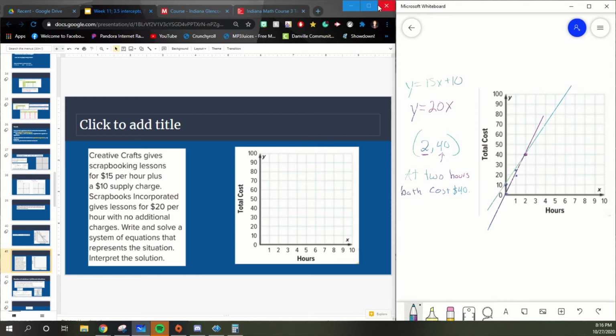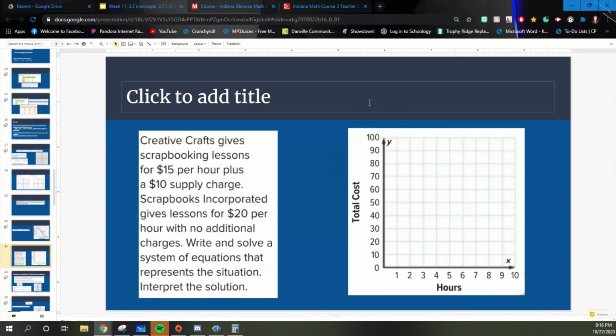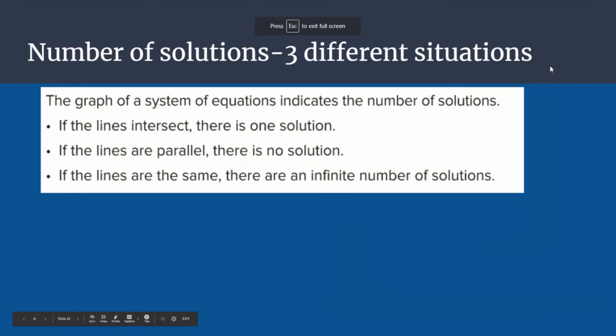Now there's one other thing I want to go over, and I want to present this in PowerPoint format for you guys. So there's 3 different situations we can have with our different number of solutions. Number 1, when we're graphing a system of equations that indicates a number of solutions, if they intersect at one point, then there's one solution. If our lines are parallel, they are never going to cross. That means we have no solution. And if we graph the same line, then there are an infinite number of solutions.